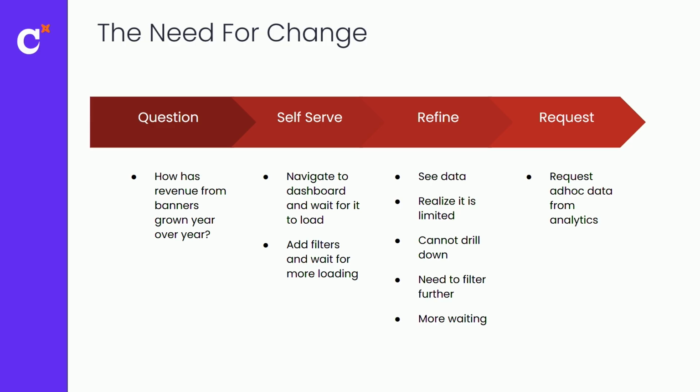I see my data, but I realize it's limited. Maybe I needed to see back to 2017. The BI tool only has 6 fiscal years in it. I can't see back to 2017. And I also can't drill down for my own insights because of the long load times we have. And if I need to filter further, I know that's going to result in more waiting. So that just leads me to request ad hoc data from analytics, maybe even just the transactional data so I can pivot it out myself. So even our fundraisers, our end users, had outgrown this stack and our workflow.